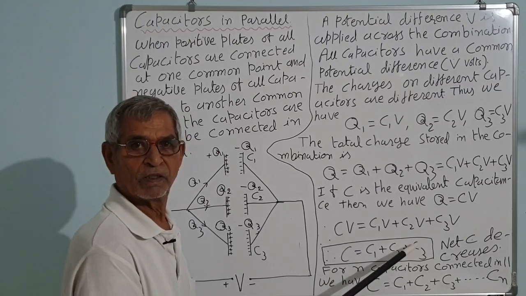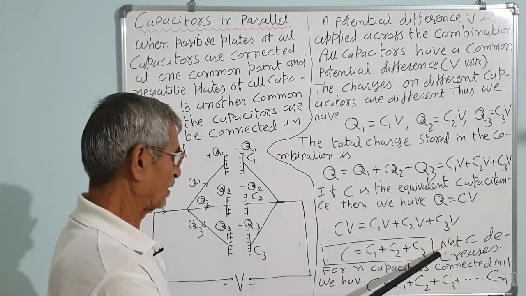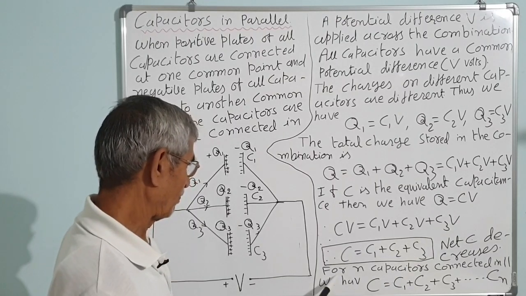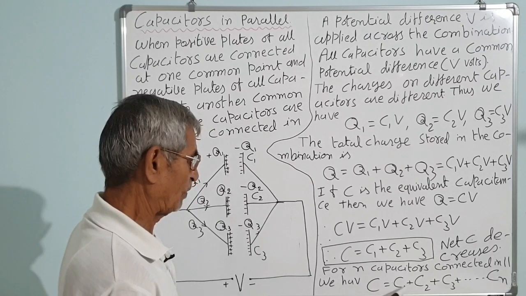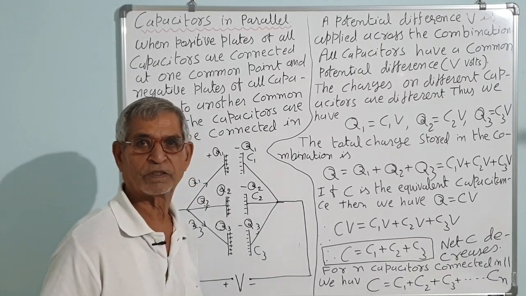The net capacitance of all three capacitors connected in parallel increases. For n capacitors connected in parallel, we can write C is equal to C1 plus C2 plus C3 plus ... Cn.